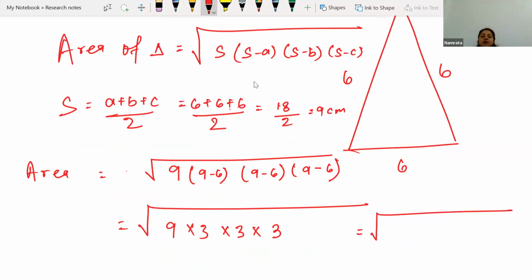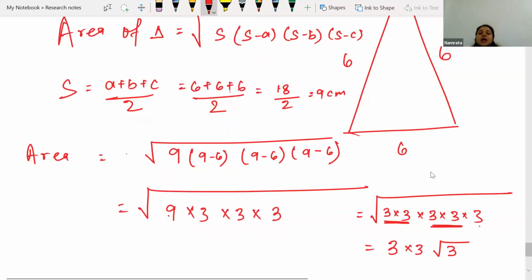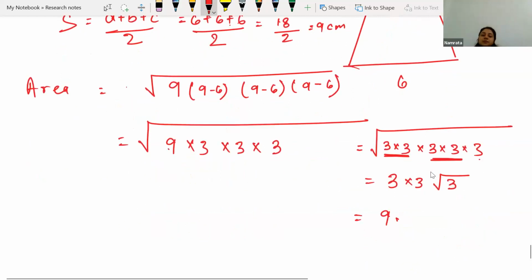So we will be having 9 can be written as 3 times 3. And all the 3s I am going to copy paste over here. We got one 3 in pair, another 3 in pair, and the last 3 is as it is. So we got 3 into 3 under root 3. This single 3 is there, it got stuck inside the square root sign. So what we got as an answer? Our answer is 9 root 3 centimeter square.